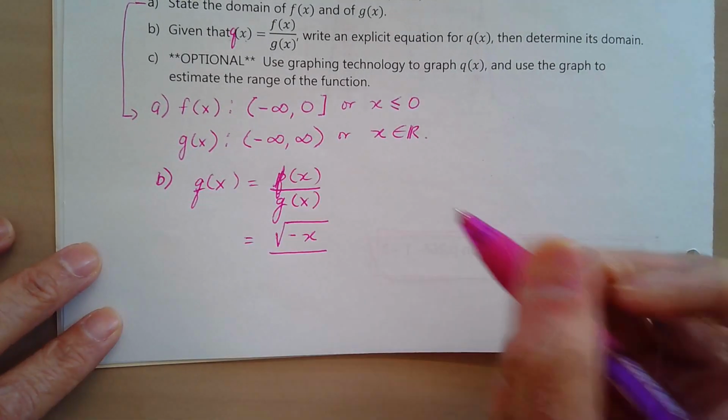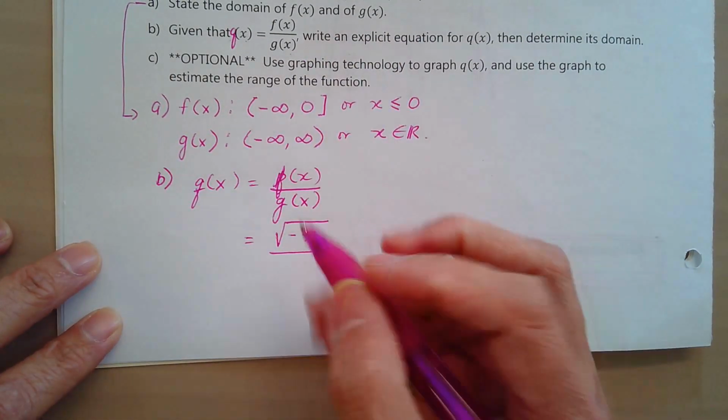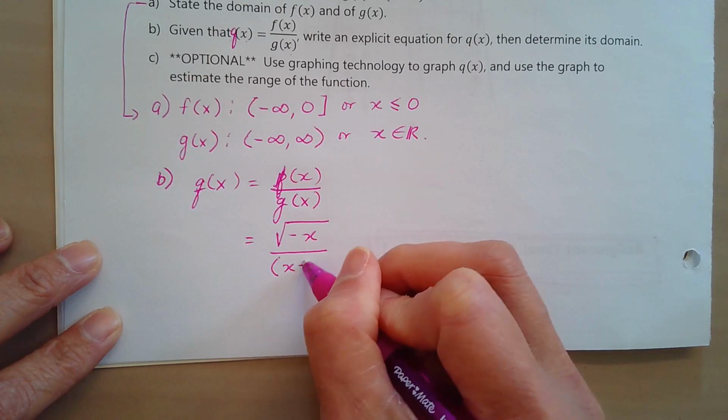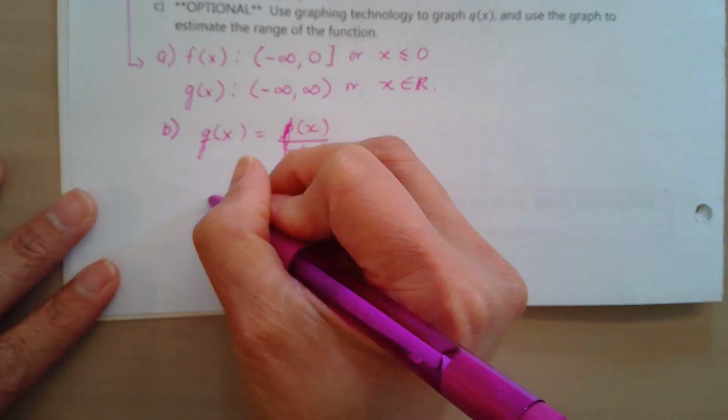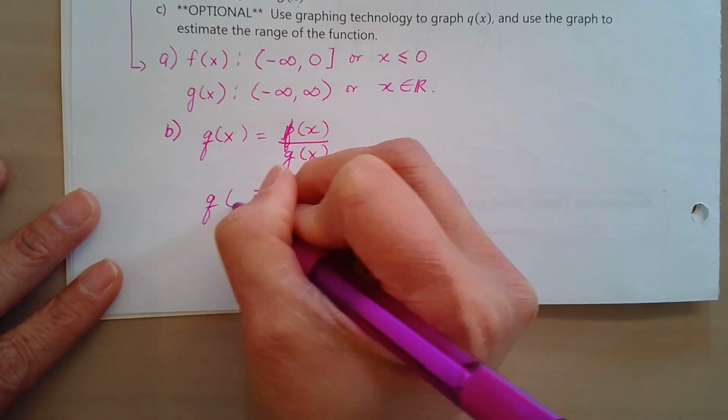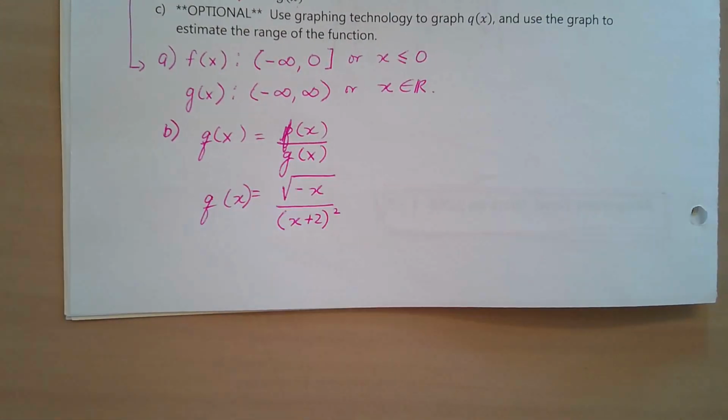We said that g of x is x plus 2 squared. And that's the explicit equation or form of q of x. Good? That's probably one of the easy parts, right? So that's it? Yeah, that's it. Yeah, we can leave it like that.